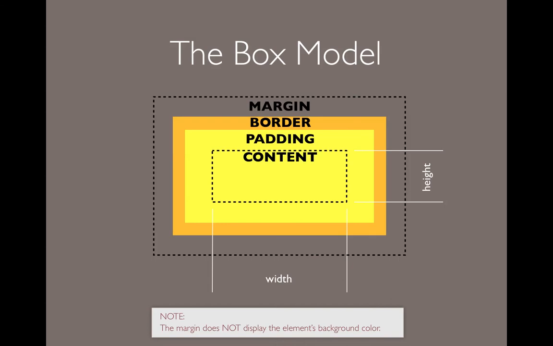The width and the height of an element come from the content only. If you add any padding, any border, any margin to an element, it's in addition to the declared width and height.